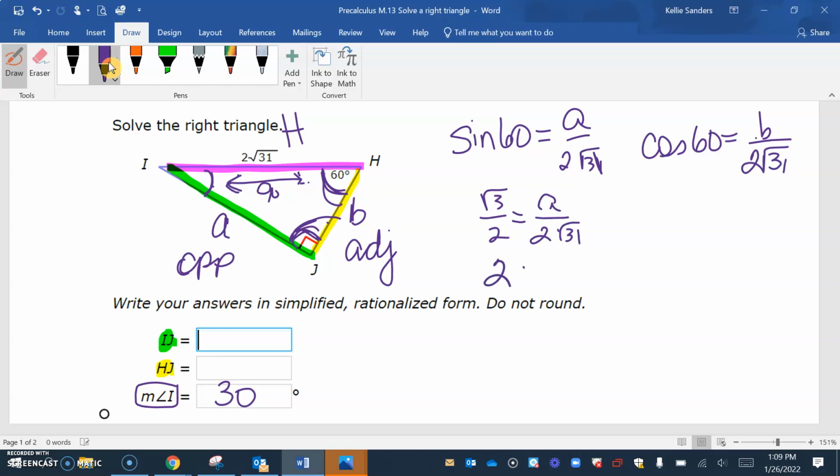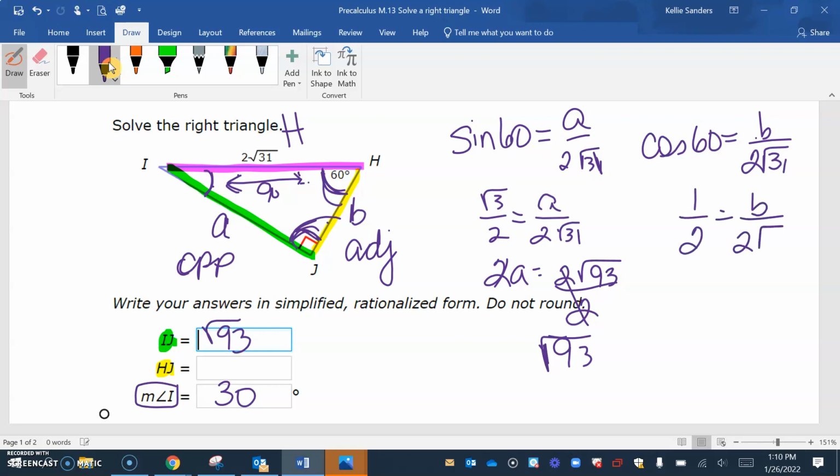And then cross multiply and divide. The 2's will cancel, so I have square root of 93, which is A, which is IJ. Cosine 60 is 1/2. Bring the B over to square root of 31 down, and then cross multiply. Divide by 2. The 2's cancel, so B is square root of 31.